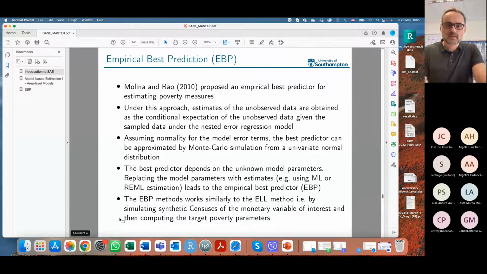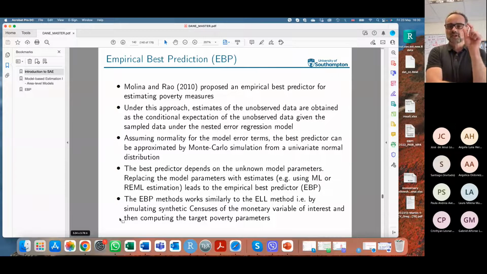Okay, let's contrast that against a different method, and that's the empirical best prediction method. This is the method that was proposed by Molina and Rao, specifically for estimating also poverty measures. So effectively, the 2010 paper was an attempt to bring the poverty mapping exercise into a more traditional small area estimation framework, and contrast that against the ELL method that had been proposed about 7 years before in this Econometrica paper.